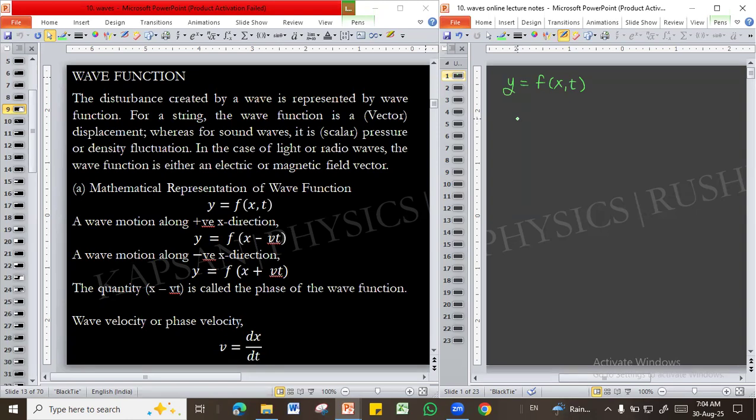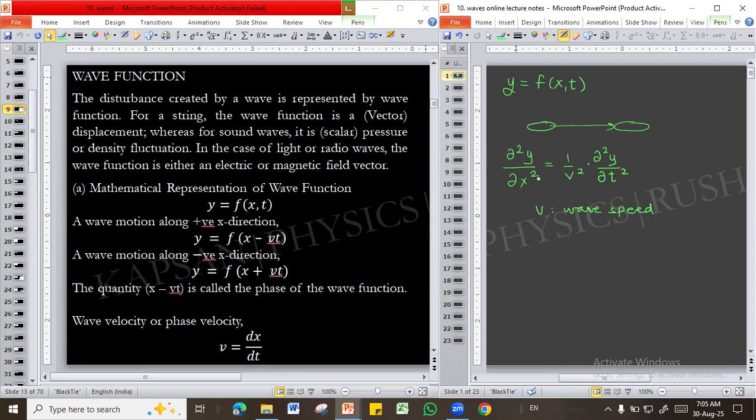Now, if we have a traveling wave, it means energy in one region will go from the first region to the second region. That will be called a traveling wave. So energy which is available here in this region will be available here after some time. That is a traveling wave. For traveling wave, we have this partial differential equation: ∂²y/∂x² = (1/v²) ∂²y/∂t². What is v? v is the wave speed.